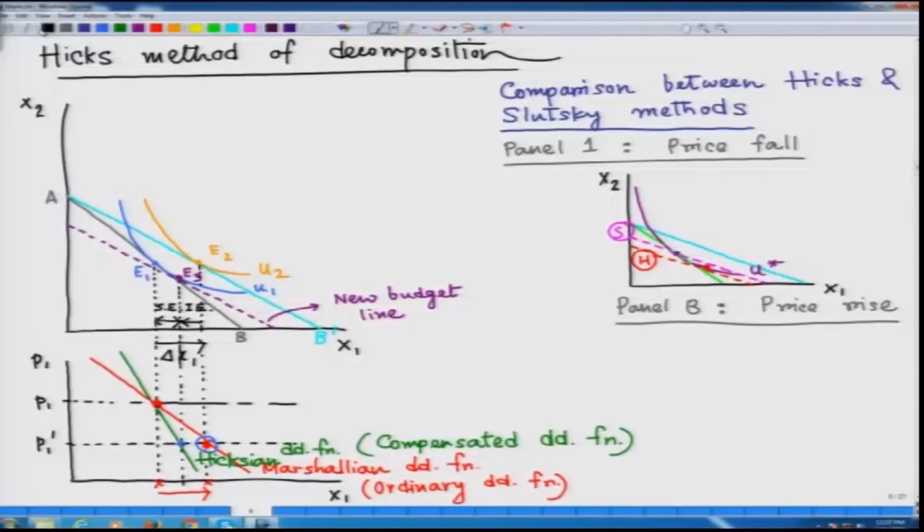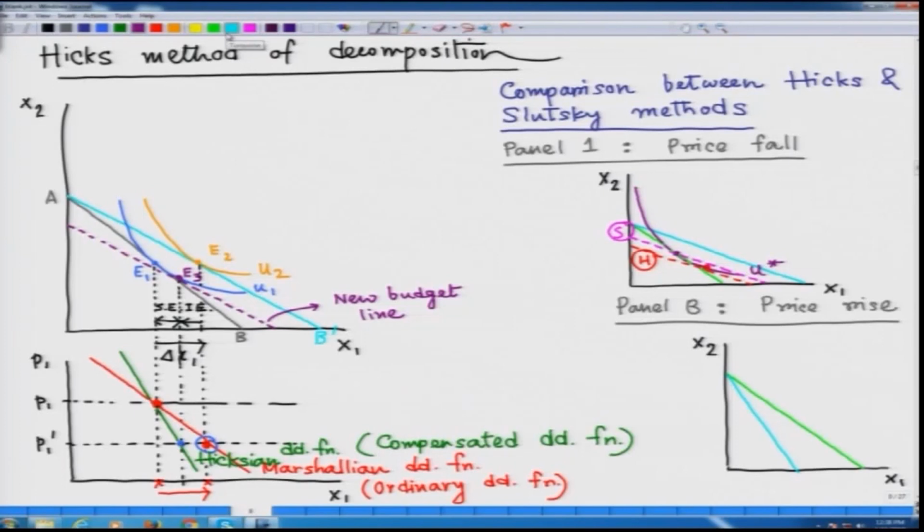Now, let us see what happens in the case of a price rise. Same diagram. So, we start with the initial budget line. Now, we go for a price rise. So, if the price of quantity 1 rises, the new budget line will become a steeper one like this. And let us start with the initial indifference curve.